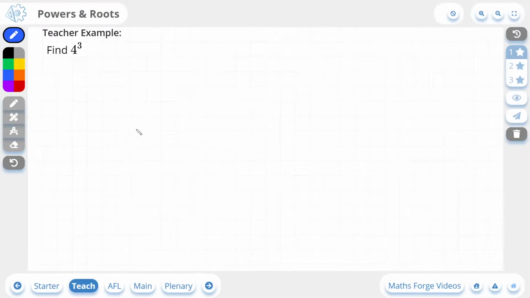In today's lesson, we're going to be doing powers and roots. So let's take a look at our first example. We're being asked to find 4 to the power of 3. Now this calculation is essentially 4 being multiplied by itself 3 times.